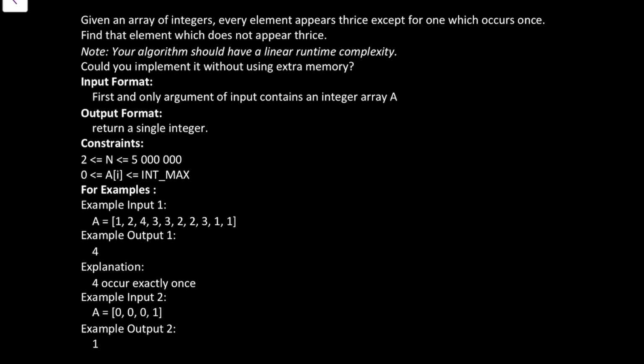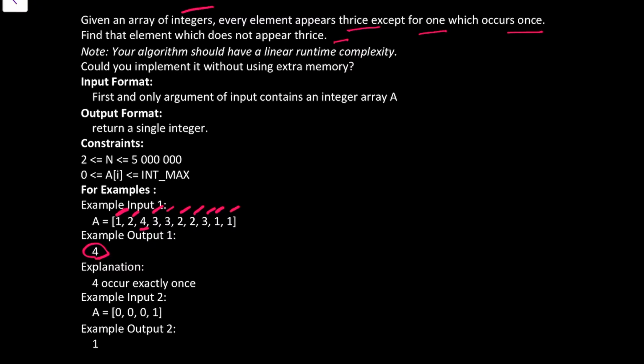So let's begin. Given an array of integers, every element appears thrice except for one, which occurs once. Find that element which does not appear thrice. I think the question is unambiguous. It's the clearest question that we could see. Here's an example: in this array, let's say 1 is repeating thrice, 2 is repeating thrice as well, 3 is repeating thrice, but 4 is just present once, so the output should be 4, and there's exactly one element that is present once.